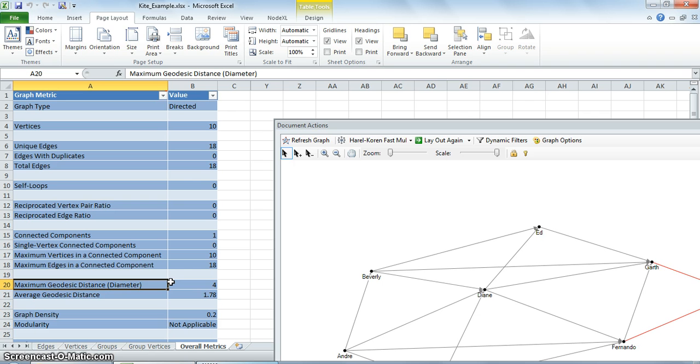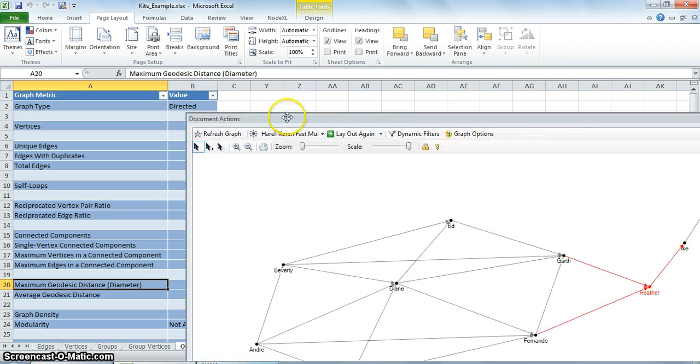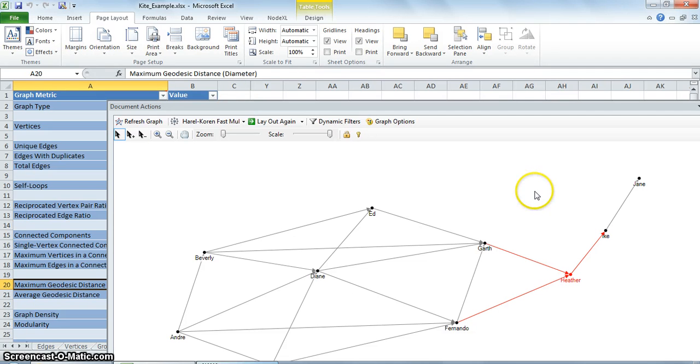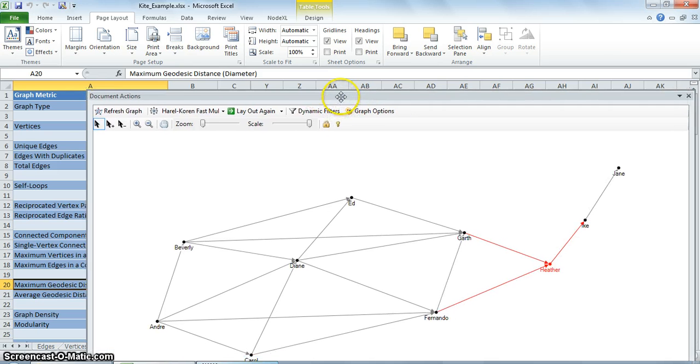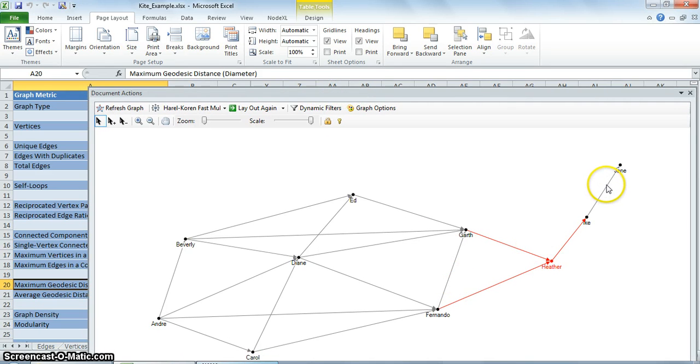For the kite network, the value is 4 for the graph pen. For example, the shortest path from Jane to Andre, Beverly, Carol and Ed is 4. Here you can see 1, 2, 3, 4. All other geodesic distances are smaller. The shortest path between Jane and Ike is 1.